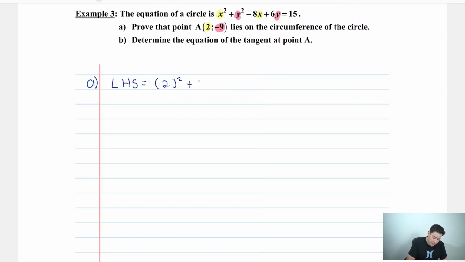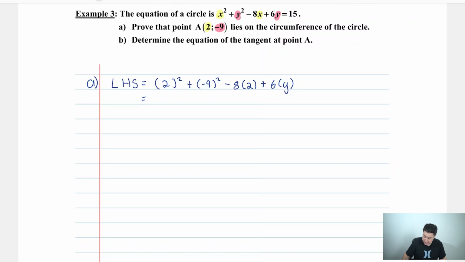So we're going to have 2 squared plus (-9) squared. Make sure you put the -9 in brackets because the negative also has to be squared. Minus 8 times 2 plus 6 times y. What we're trying to do is prove that this equals 15. If that's equal to 15, then that point must lie on the circumference of the circle because the equation is true. Once again, I prefer to use my calculator for this so I don't make any silly mistakes.